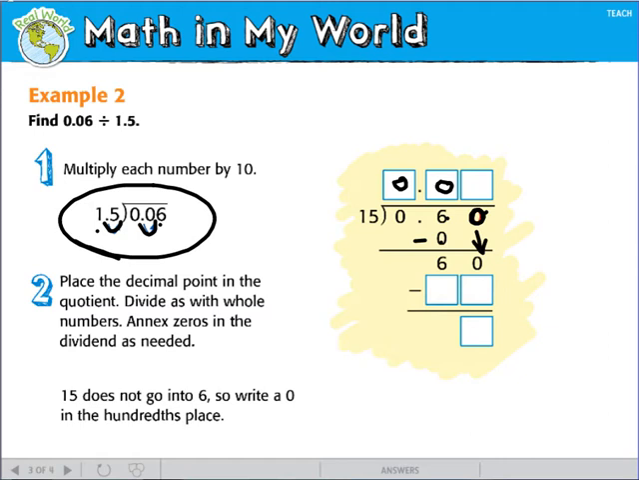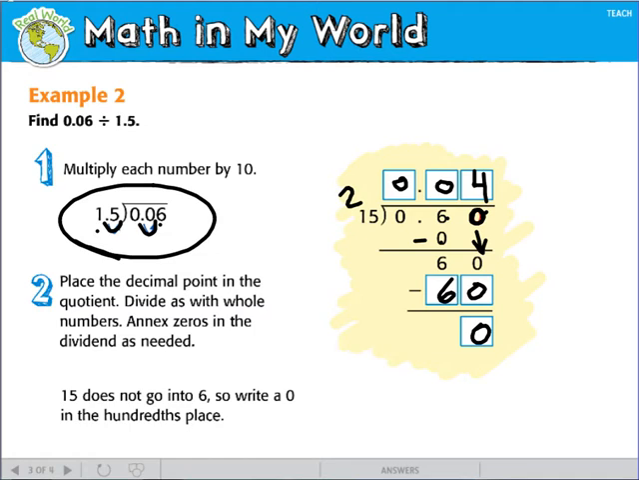Jezebel, I see that you're already up there. What's 60 divided by 15? 4. 4 times 5 is 20. I put my 0 down here. Regroup my 2. 4 times 1 is 4, plus 2 is 6. 60 minus 60 is 0.